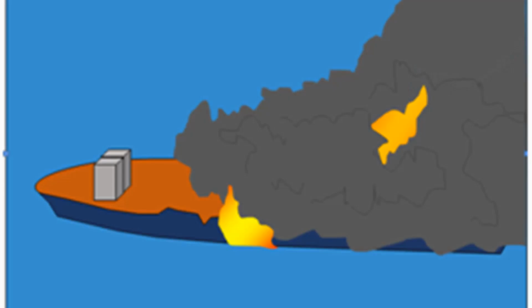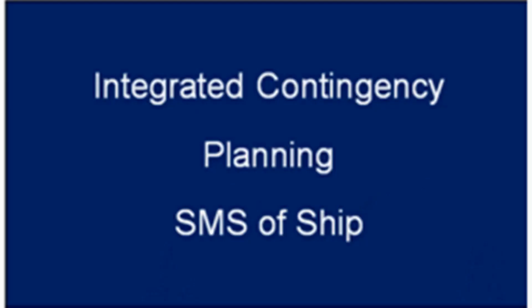Moreover, IMO wants that all the emergencies, including marine pollution, all the emergencies that could occur on the ship, should be identified. There should be a uniform or standard procedure of attending to or addressing these emergencies, and details should be mentioned in the SMS of the ship.